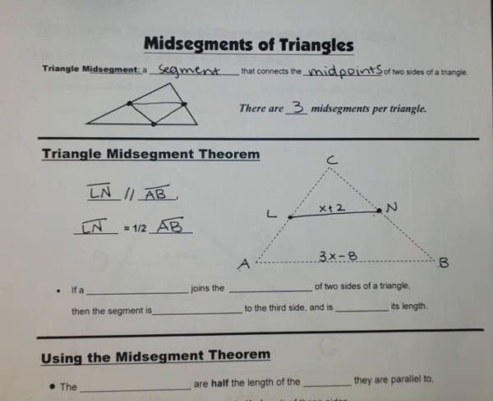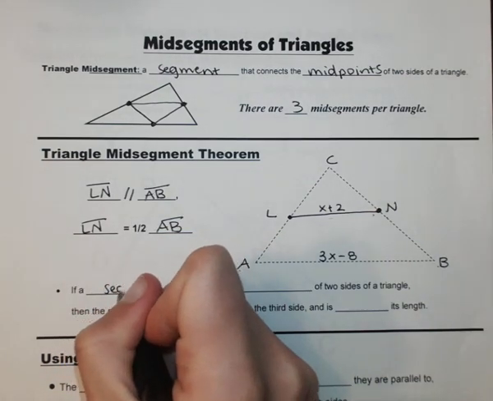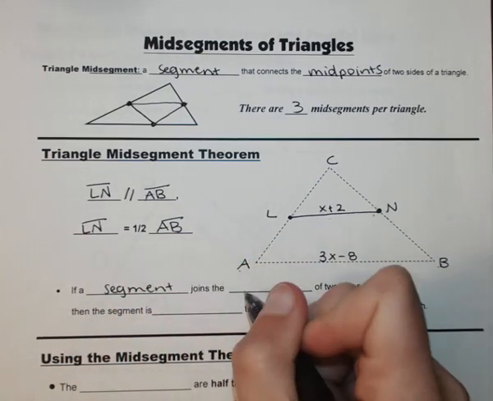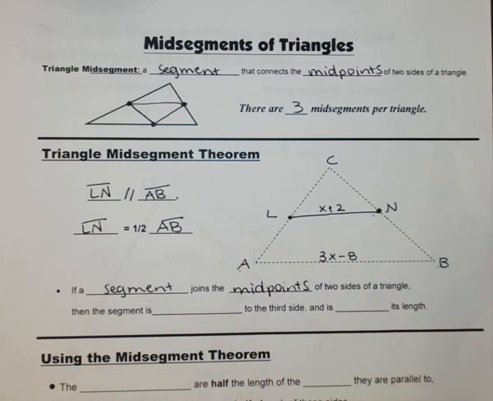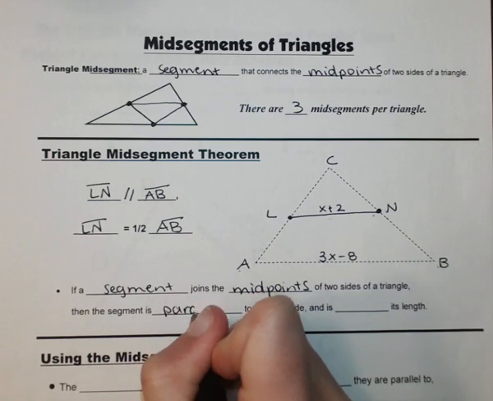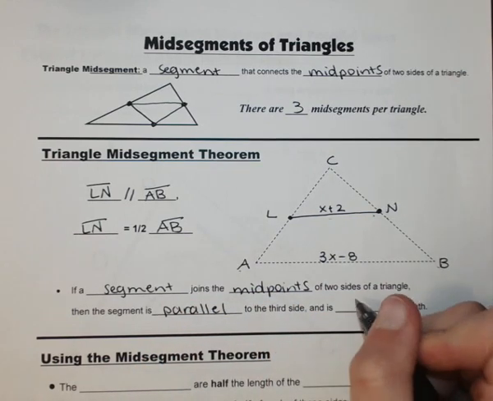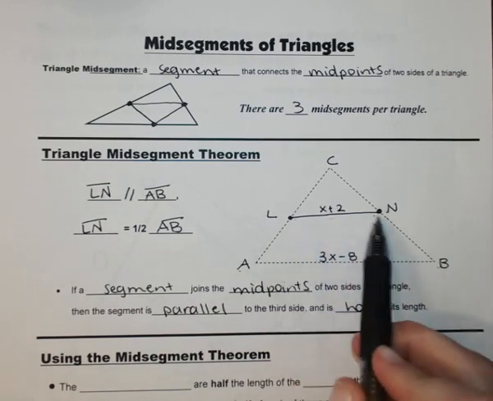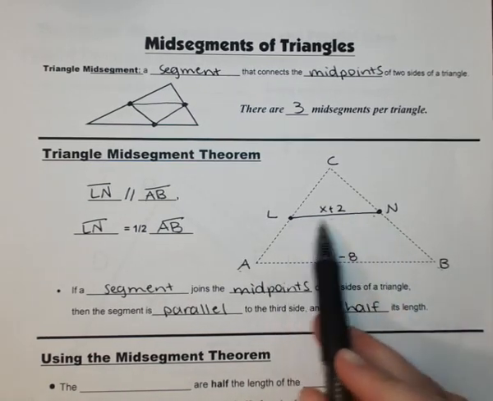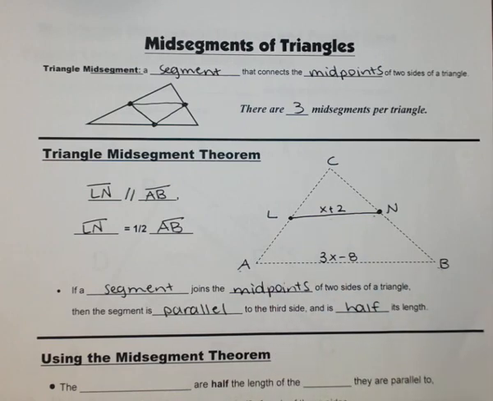If a segment joins the midpoints of two sides of a triangle, then the segment is parallel to the third side and half of its length. And so that's what we just talked about. This is parallel with this, and LN is half of AB.